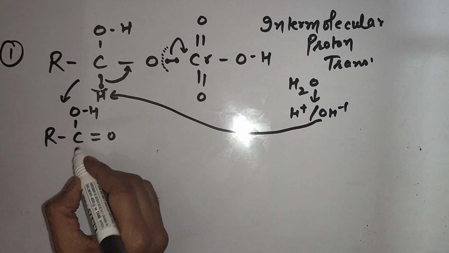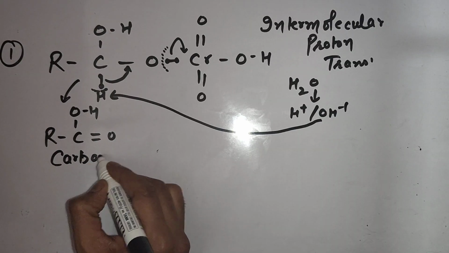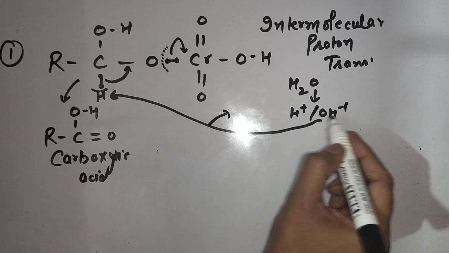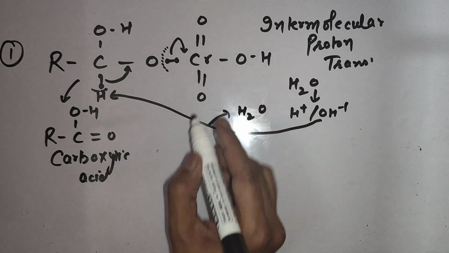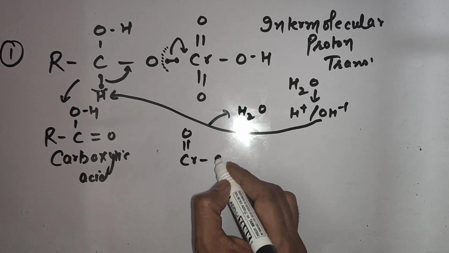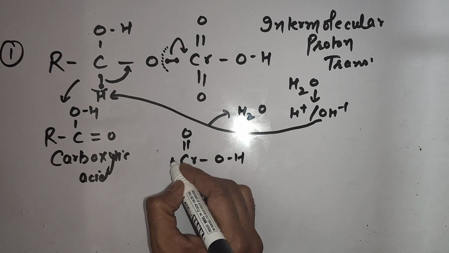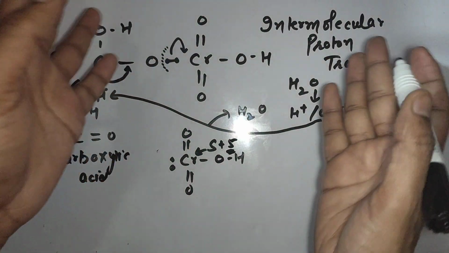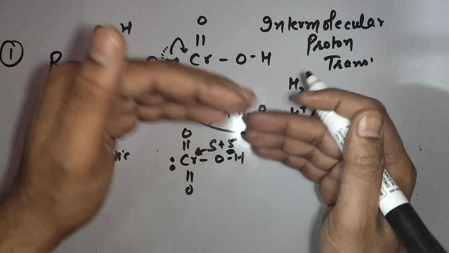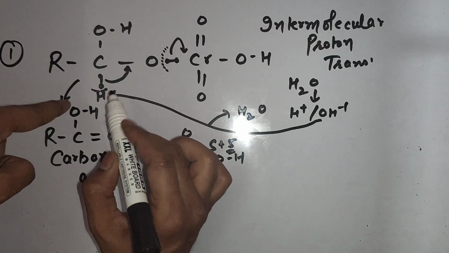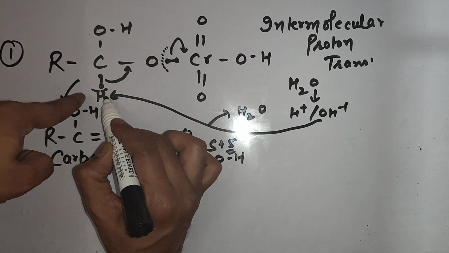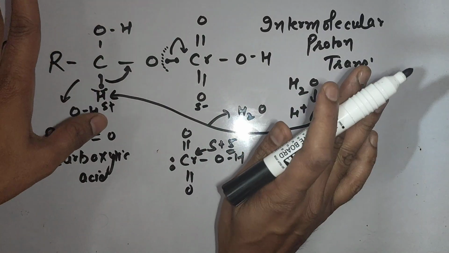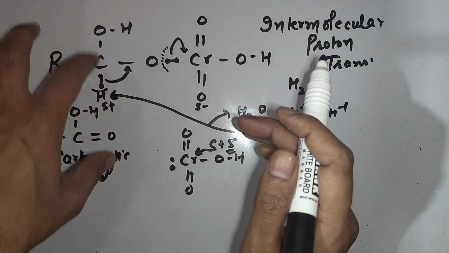RCOOH. Which functional group is it? Carboxylic acid. With the release of H positive, OH negative, H2O. From here, this will release out, in which chromium has what oxidation state? +5. So intermolecular proton transfer will happen like this. Intramolecular, try by yourself. In that intramolecular, you just need to shift this positively charged hydrogen onto this negatively charged oxygen. Already we have discussed, try by yourself. Same carboxylic acid will generate.